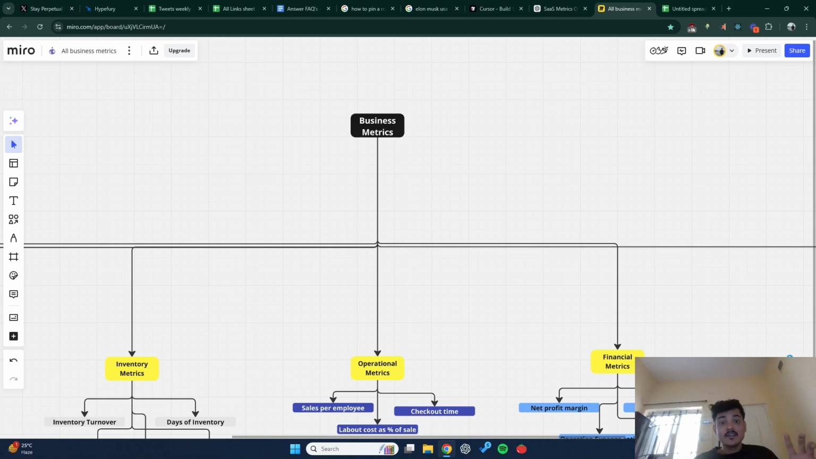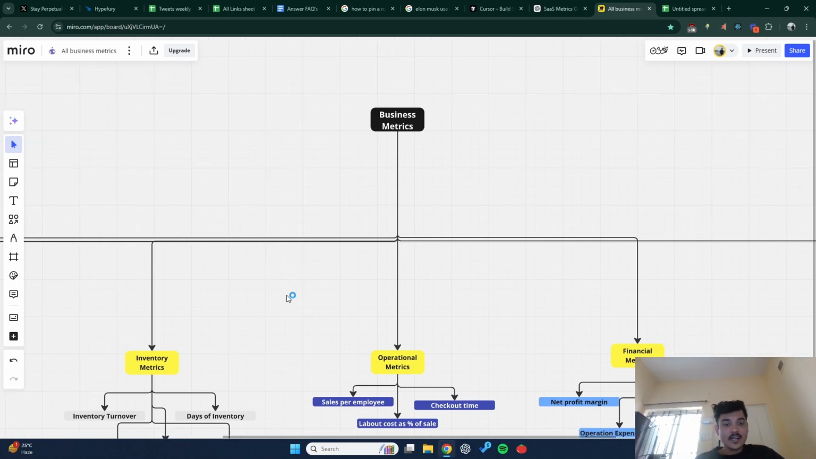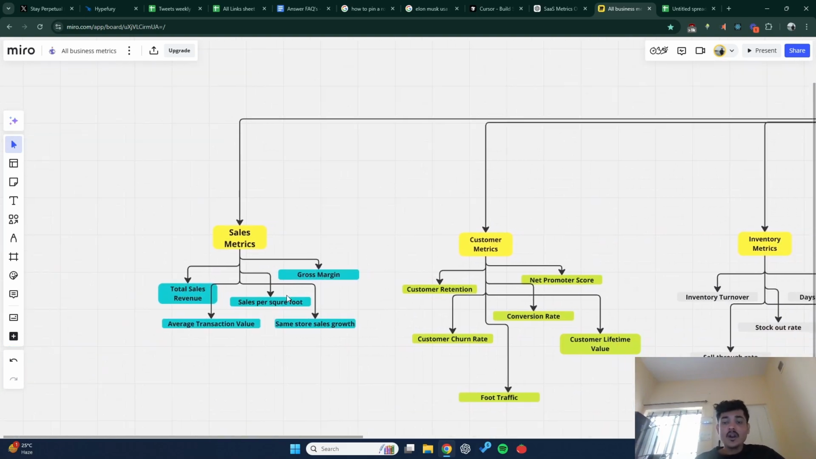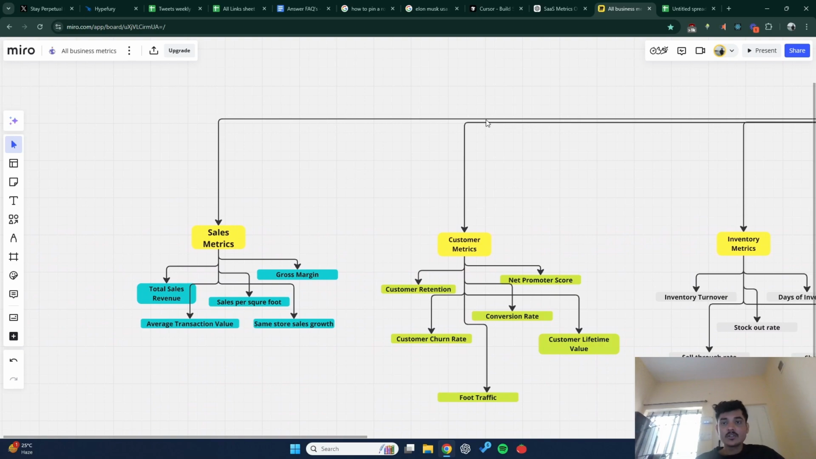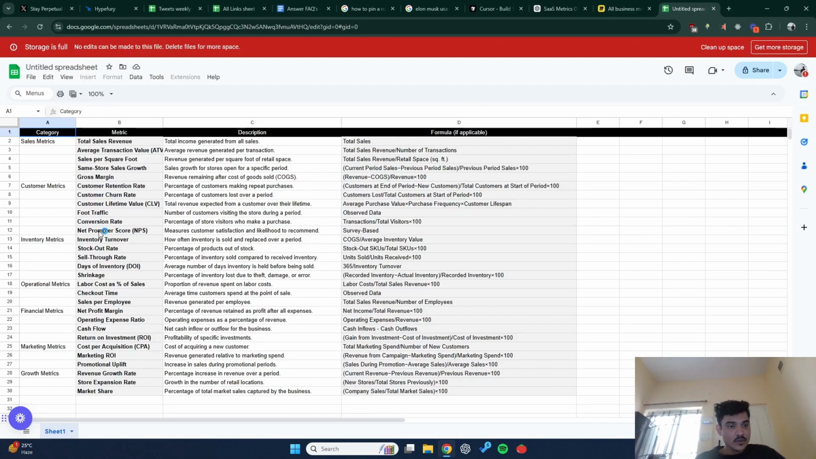I have seven categories of metrics, and each category has more than five metrics to calculate. These are the seven categories that you need to check daily to see if your business is healthy or not. In the first category that I will go through, I'm not going to go through the whole thing. I also have a sheet, so you can see these are all the metrics that you need.